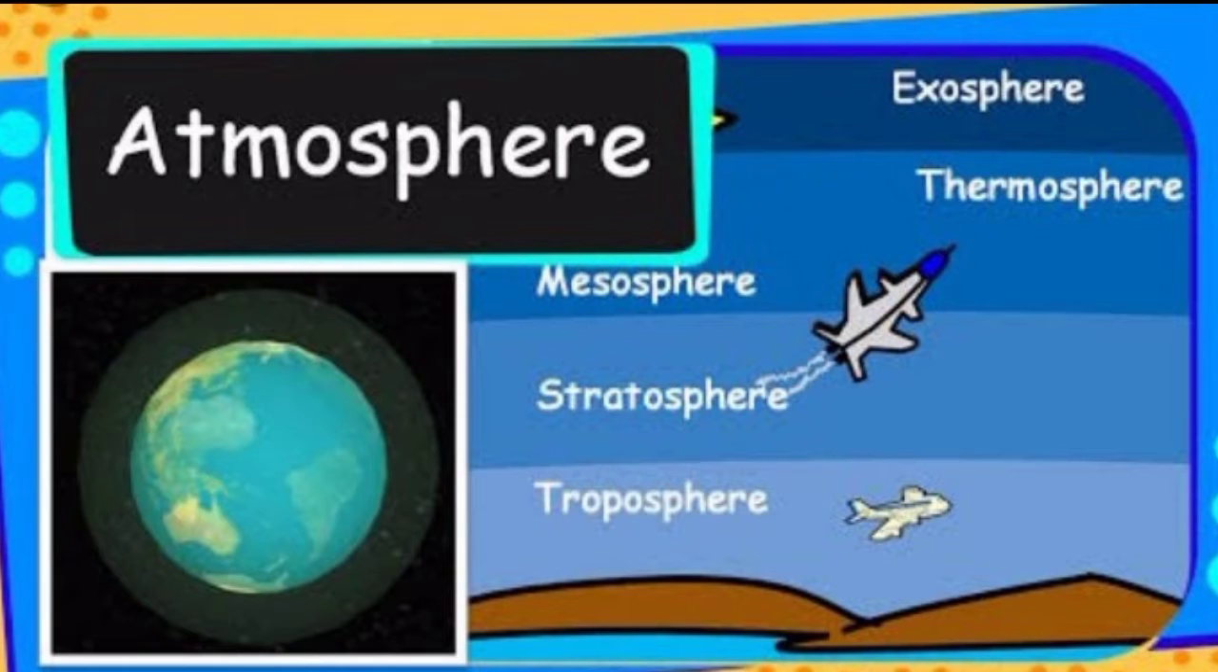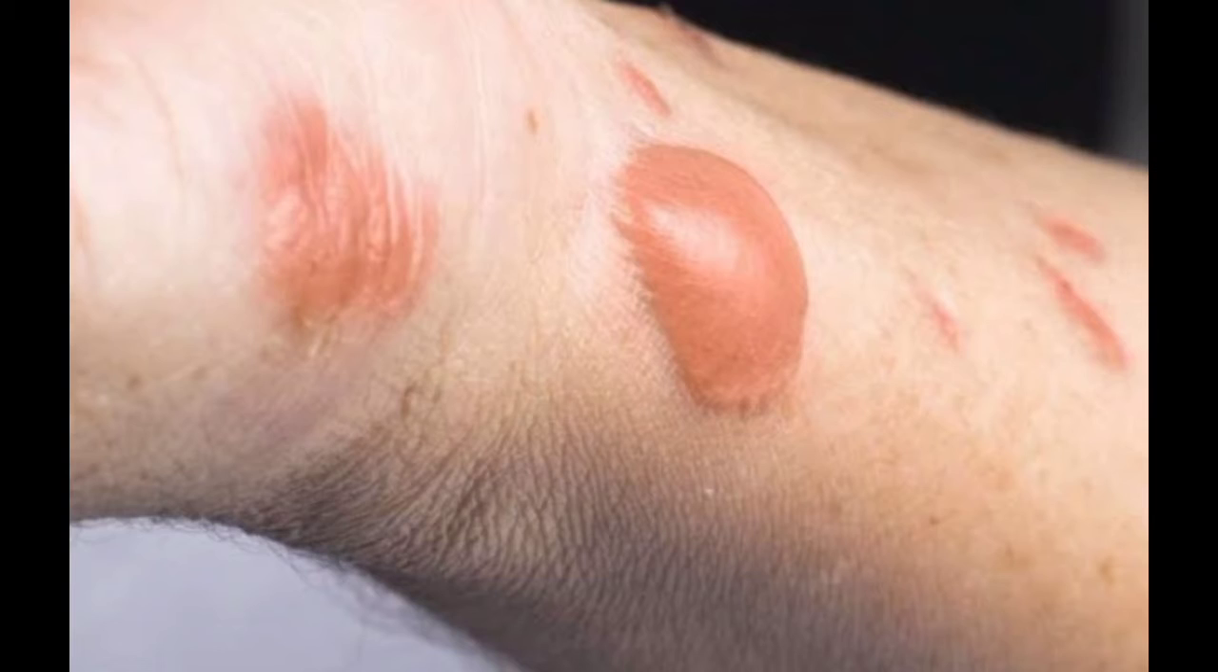Stratosphere. It extends from the top of the troposphere to about 50 km above the ground. The ozone layer found in this layer absorbs harmful ultraviolet rays which can cause damage to our skin and eyes.